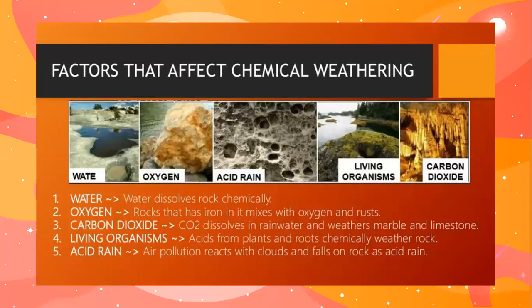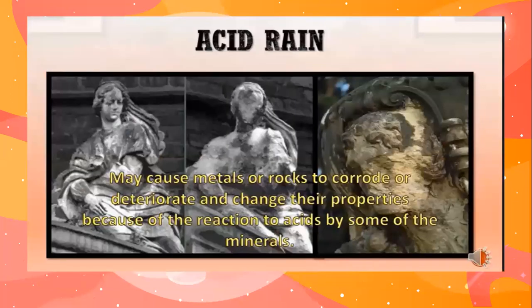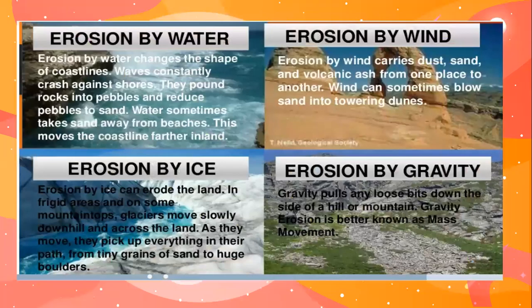To chemical weathering. Next is acid rain. So this is somehow related to carbon dioxide. Acid rain is a result of an increase of hydrocarbon, which means air pollution. When this happens, acid rain would form, and the acid rain has the ability to cause deterioration. Deterioration of statues, right?